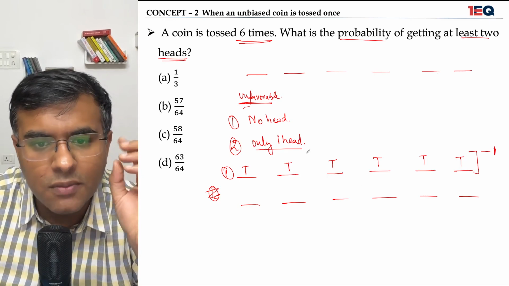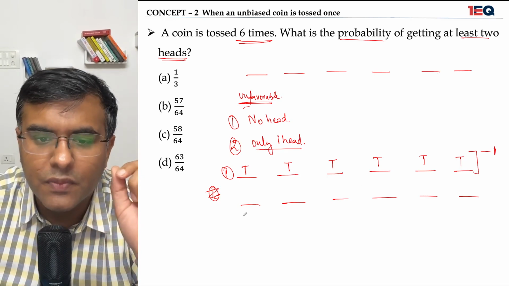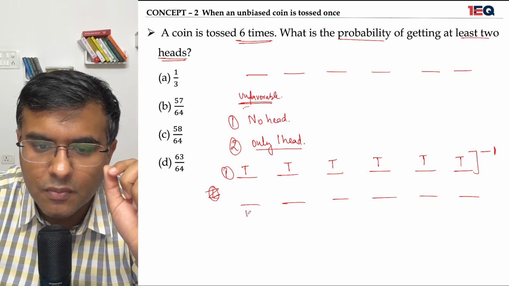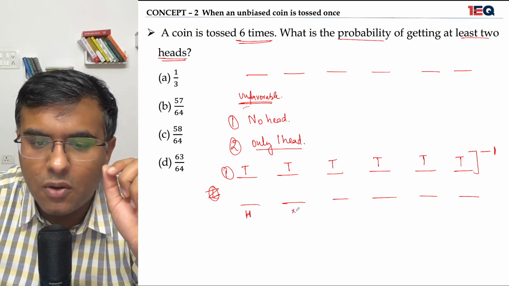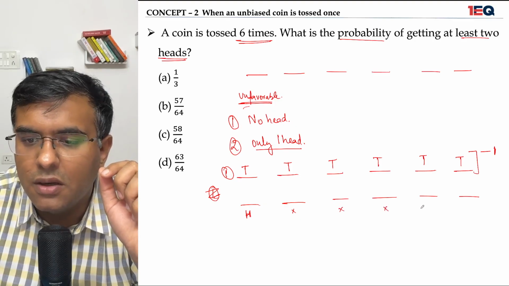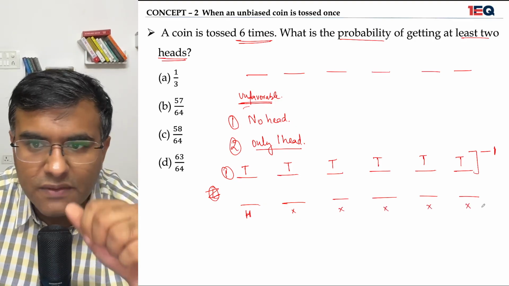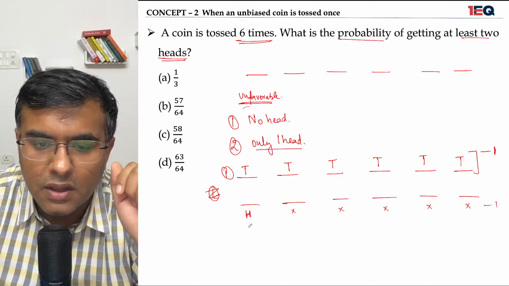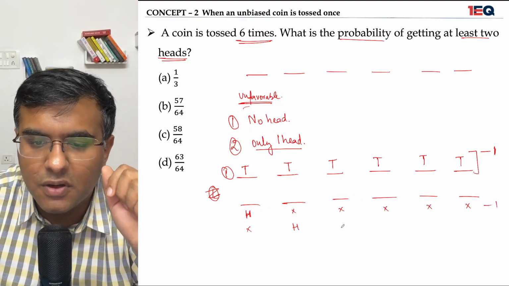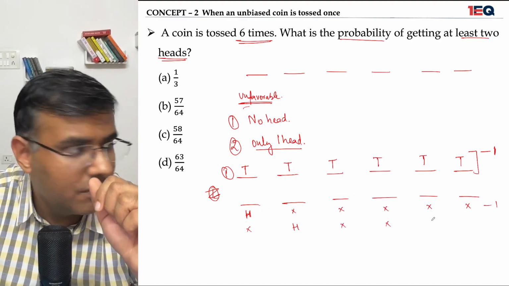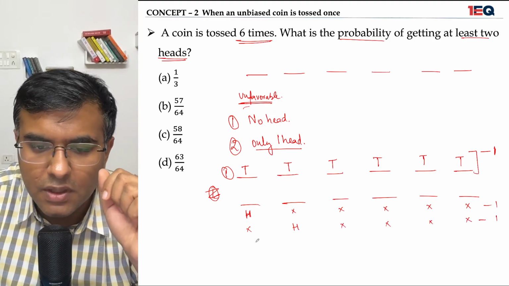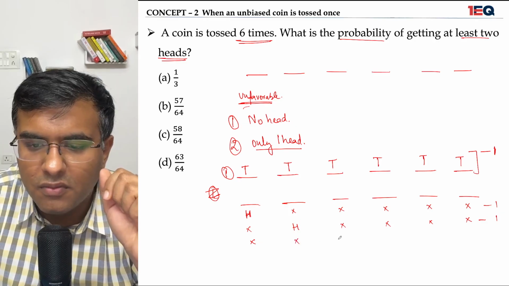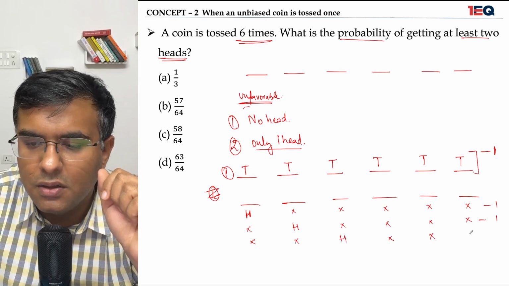Secondly, we are talking about only one head. Okay, so in the first flip we got a head, and in all the other flips we got a tail. So this is one favorable case. In the second flip we got the head, and rest all the time we got tails. In the third flip, we got heads, and rest all the time we got tails.